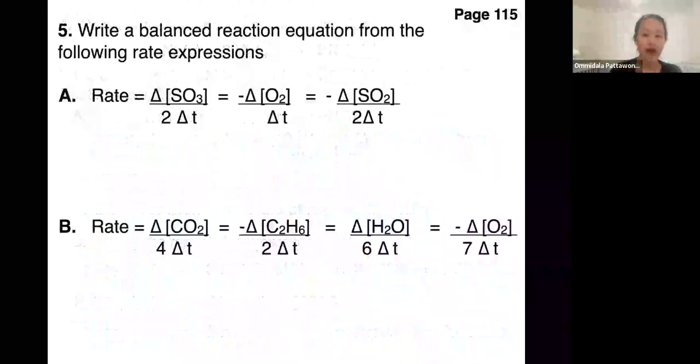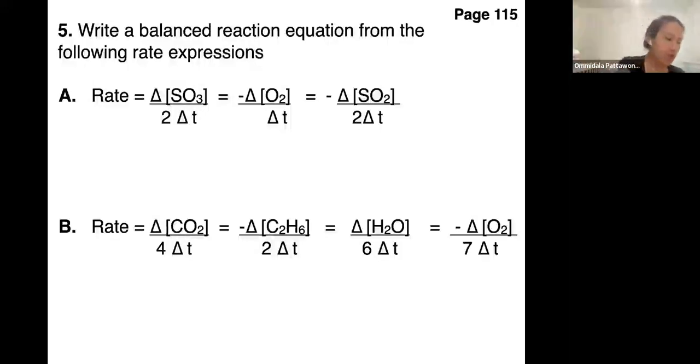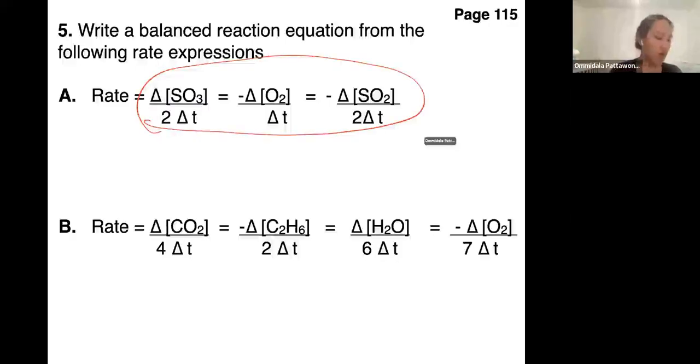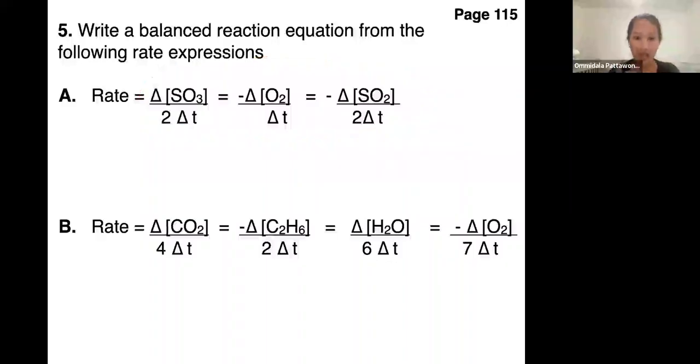All right, number 5, my expectation is that you'll not only be able to write out the rate expression from a given chemical equation, but you also need to be able to do the reverse process as well. For example, if the rate expression is given to you, you should be able to use that information and write the balanced chemical equation as well. Okay, so for example, in this case, the rate of reaction that we are given is equal to this. As we know, the negative sign is going to indicate the reactant, the positive sign of the change indicates the product.